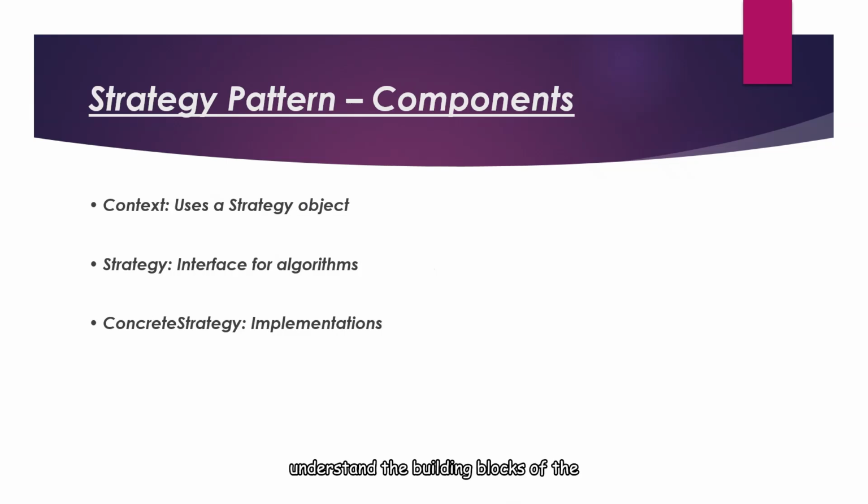Now let's understand the building blocks of the strategy pattern. First, the context class, which contains a reference to a strategy object and delegates to it to perform a specific task. Then the strategy interface or abstract class. It defines a family of algorithms but lets the actual implementation vary independently. Finally, concrete strategies. These are specific implementations of different algorithms or behaviors. Using this approach, the context does not need to know the details of each behavior, promoting open-closed principle compliance: open for extension, closed for modification.